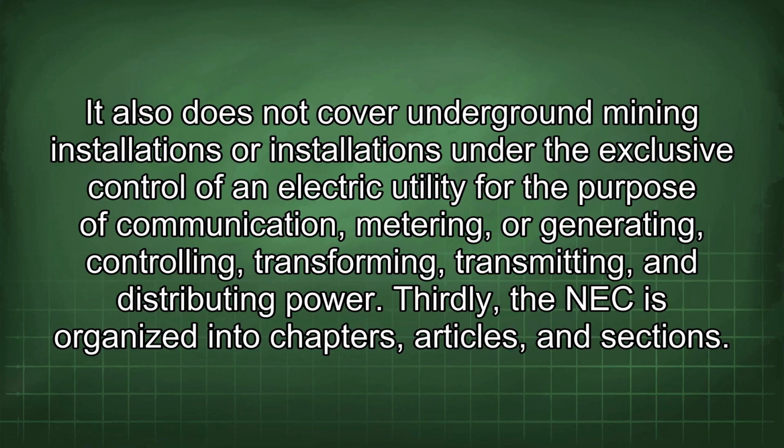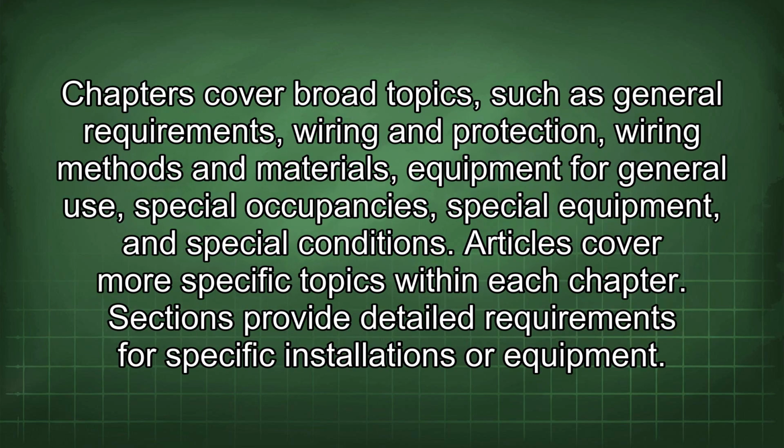Thirdly, the NEC is organized into chapters, articles, and sections. Chapters cover broad topics such as general requirements, wiring and protection, wiring methods and materials, equipment for general use, special occupancies, special equipment, and special conditions. Articles cover more specific topics within each chapter. Sections provide detailed requirements for specific installations or equipment.